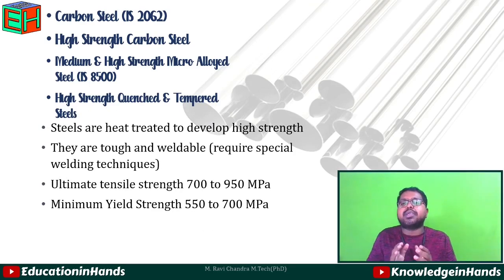Next one is high strength quenched and tempered steels. So what they are doing here, steels are heat treated to develop high strength. These steels are very tough and weldable, and they require some special welding techniques, not like general welding techniques. Here, if we see the ultimate strength, it suddenly increases to 700 to 950 megapascals, and its yield strength is also around 550 to 700 megapascals.